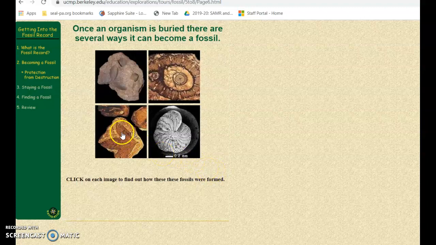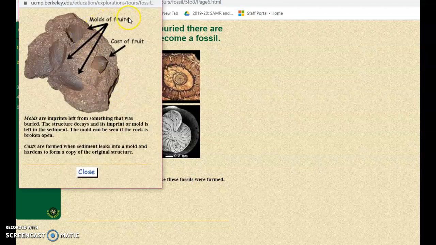Once an organism is buried, there are several ways it can become a fossil. We can click on these pictures. Molds of fruits, casts of fruits. Molds are imprints left from something that was buried. The structure decays and its imprint or mold is left in the sediment. The mold can be seen if the rock is broken open. Casts are formed when the sediment leaks into the mold and hardens to form a copy of the original structure. So in order to form a cast, we have to have a mold first. Okay, so we have an imprint, then sediment will get into the mold, get into that imprint, and eventually form into rock.